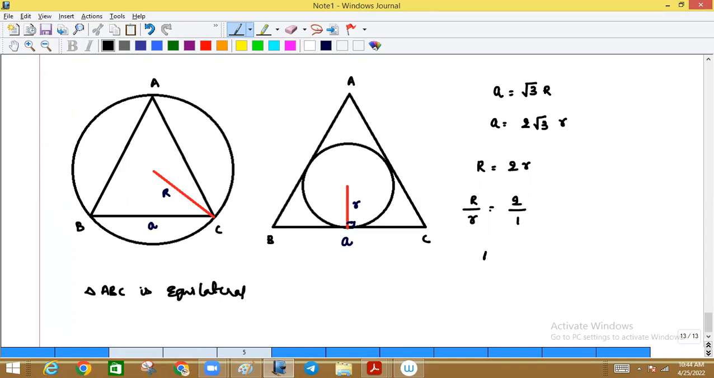What is area of circumcircle by area of incircle? If radii are in the ratio 2 is to 1, areas will be in the ratio 4 is to 1. Understood?